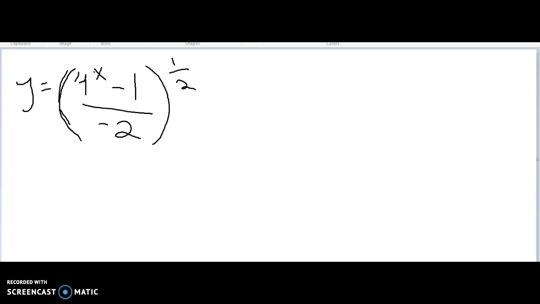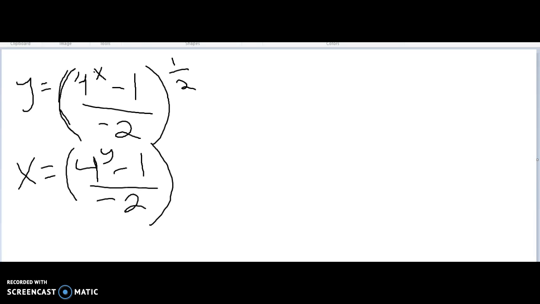Alright, so the first step obviously would be to switch the x and the y. You cannot forget that 1/2. I forget it all the time, but you'll get the wrong answer if you forget the 1/2. Now, since you switched the x and the y, you want to get rid of any extra numbers you have.